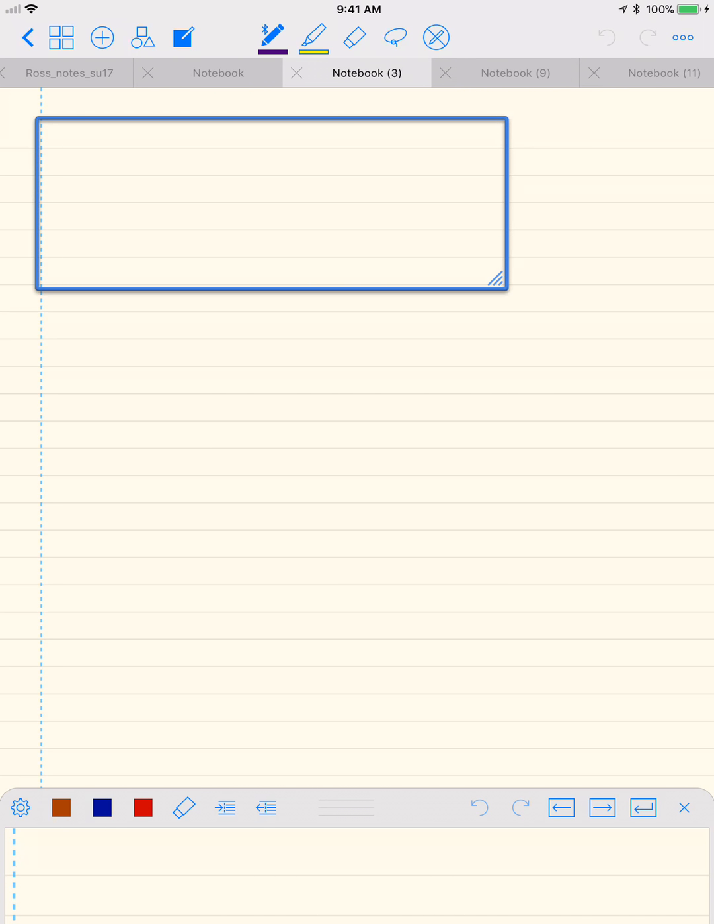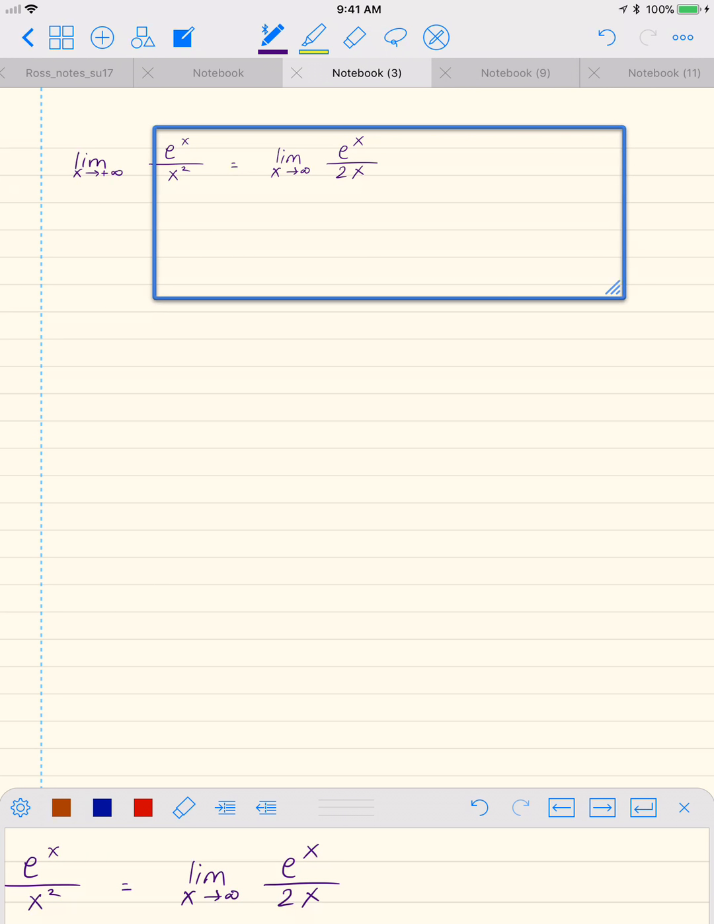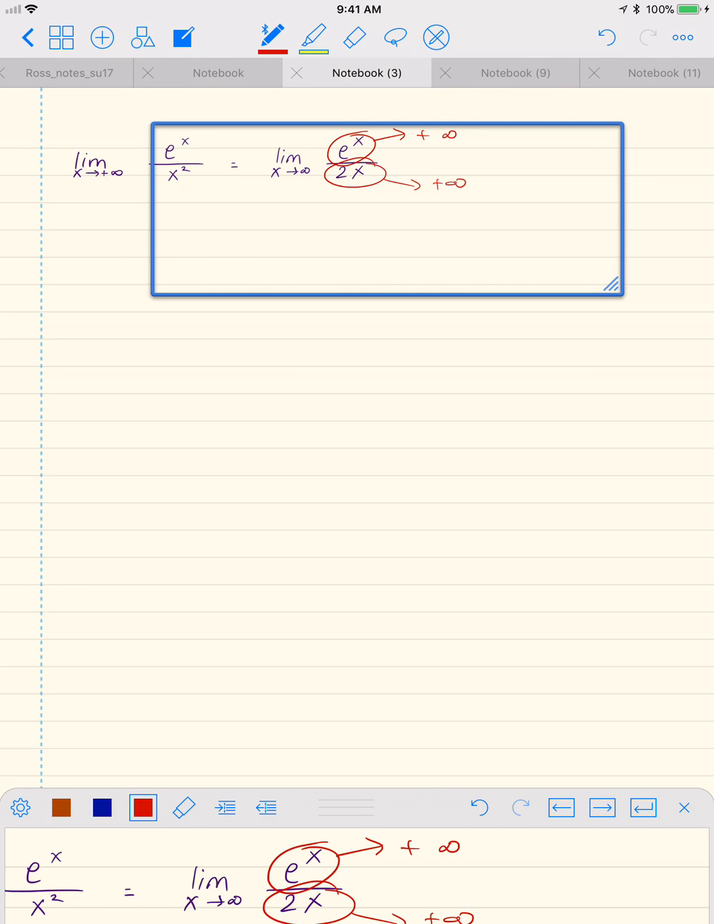So we're saying the limit as x approaches plus infinity of e to the x over x squared is equal to the limit as x approaches plus infinity of e to the x over 2x, right? Because we have an indeterminate form of plus infinity over plus infinity. But now look, this numerator still goes to plus infinity. This denominator still goes to plus infinity. So we need to apply L'Hopital's again.